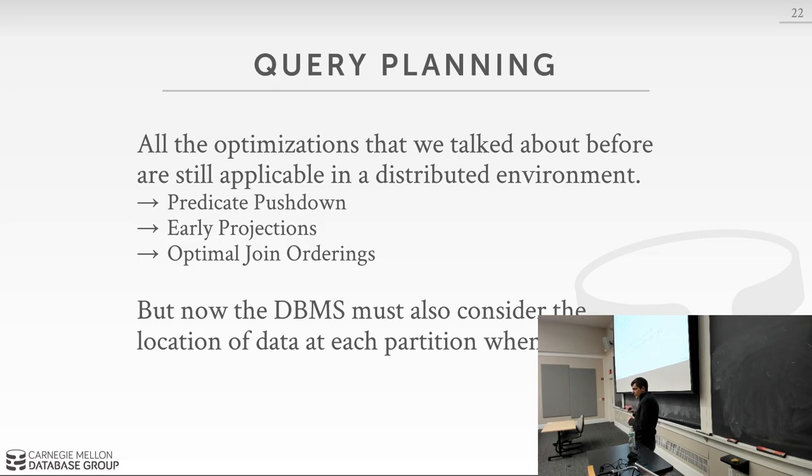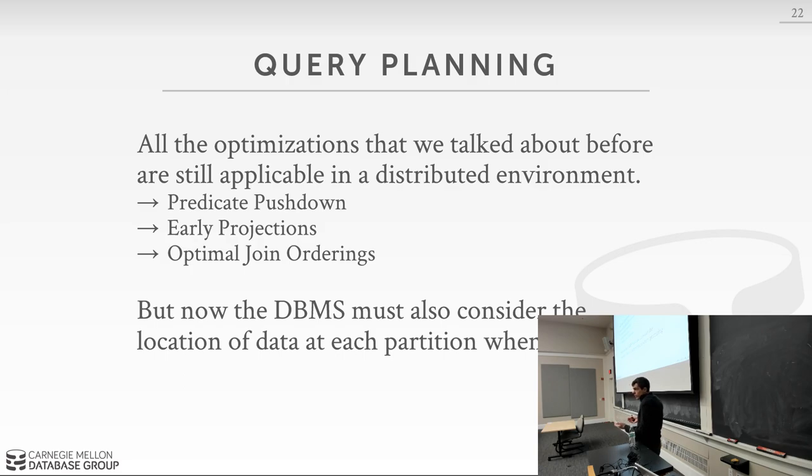The only difference is that you need to be mindful of where the data is actually located and how it may be partitioned in your cluster. We'll see some examples in a second when we talk about join algorithms. But if I know that the data I need to join is not partitioned on the join keys, then I have to do a bunch of extra work and start moving things around.